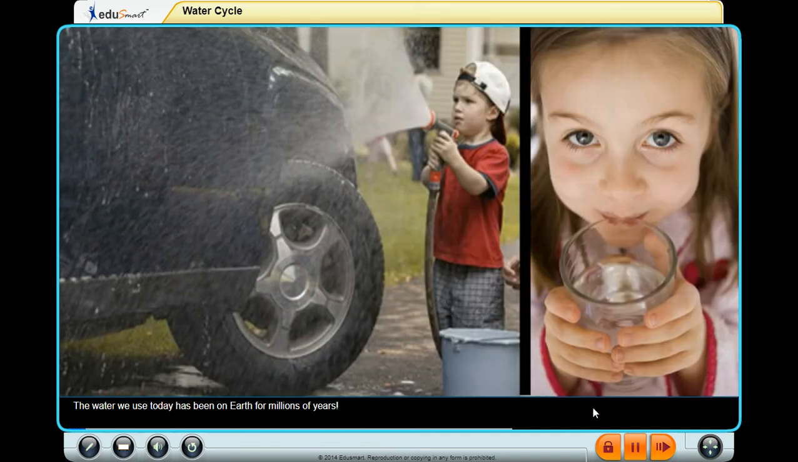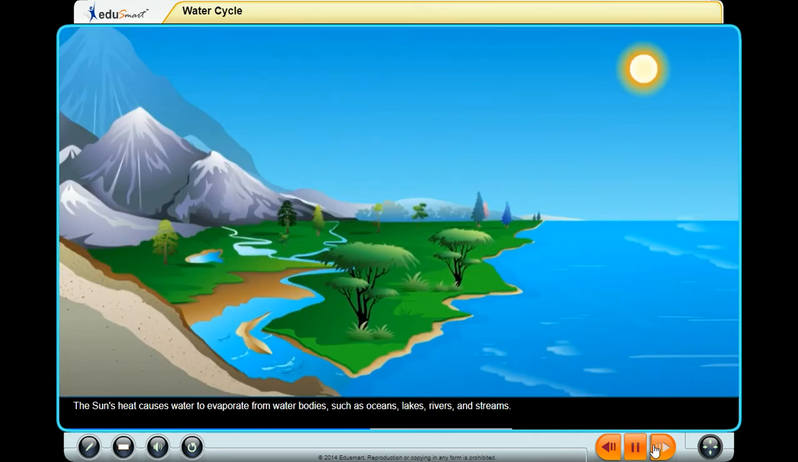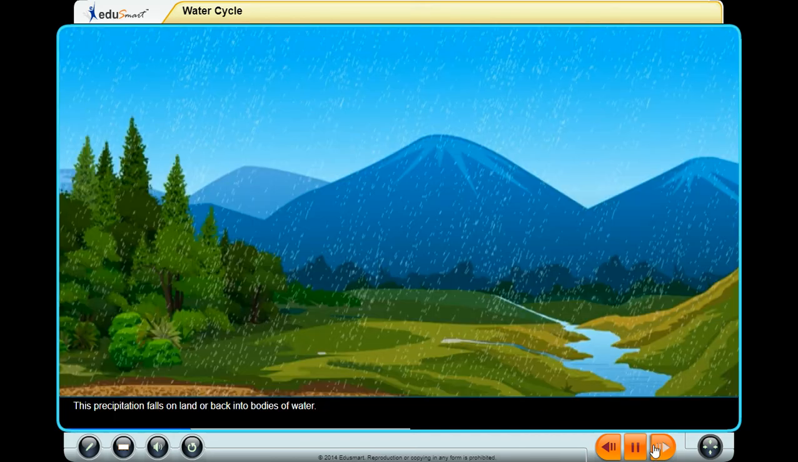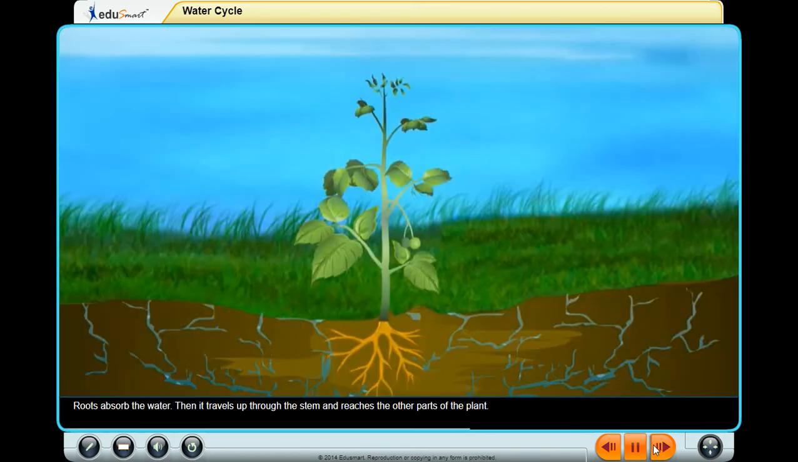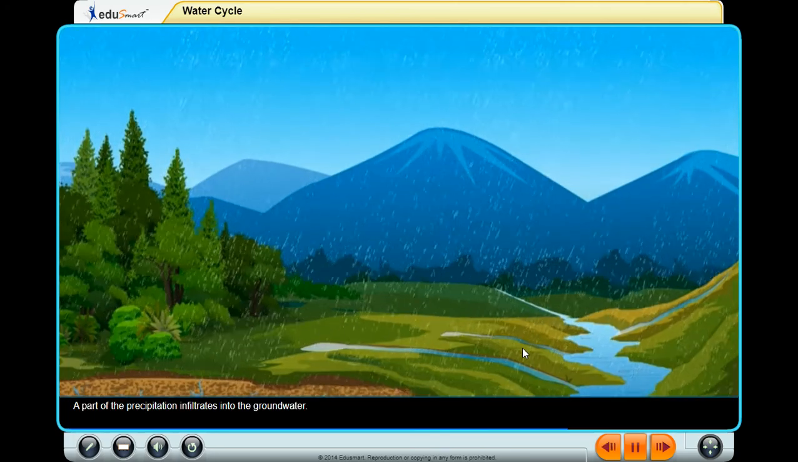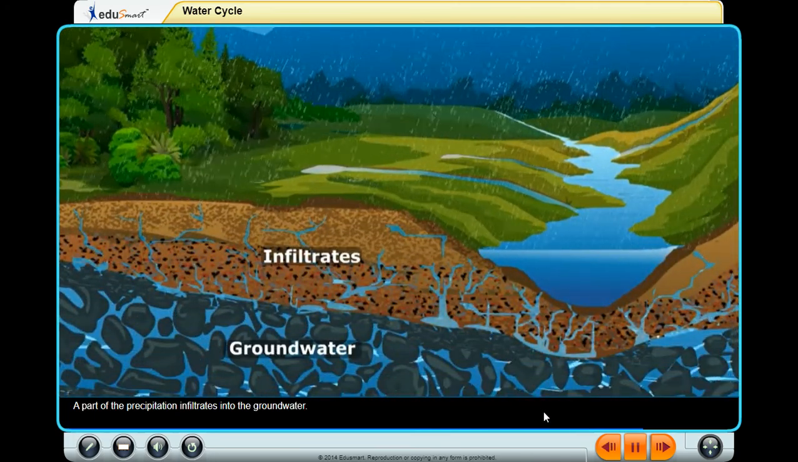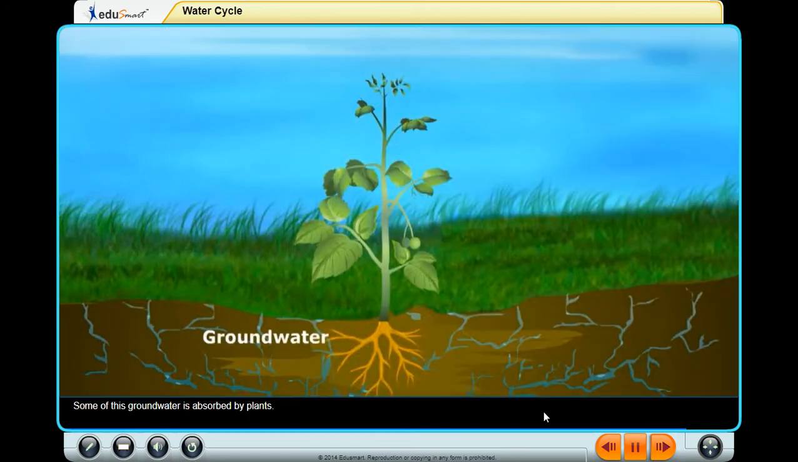When the water droplets fall, a part of the precipitation infiltrates into the groundwater. Some of this groundwater is absorbed by plants.